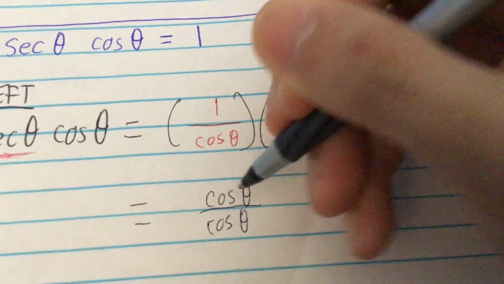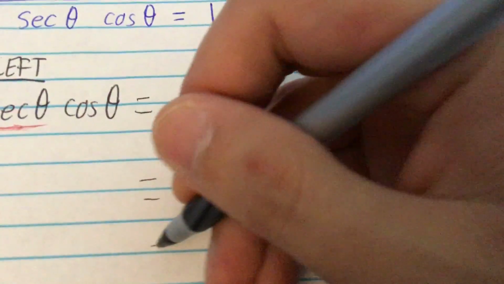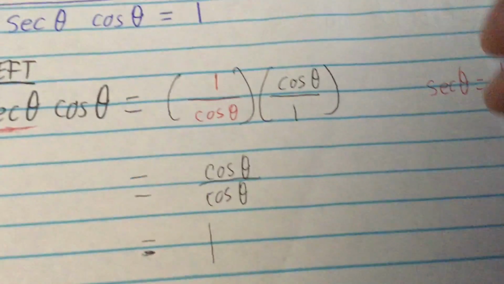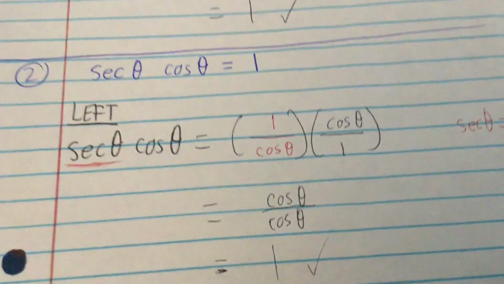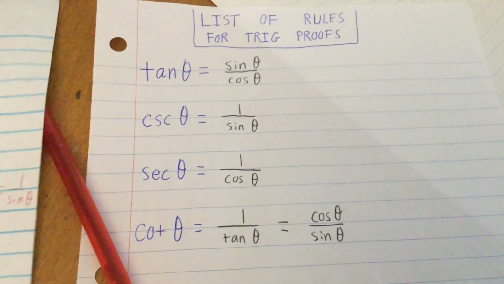Hey, I don't care what angle you use. Cosine of theta divided by cosine of theta is 1. Right? A number divided by itself is 1. So therefore, we have proven that the left side equals the right side using the list of appropriate rules for trig proofs. Okay.